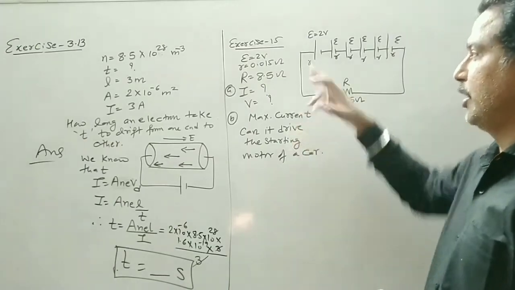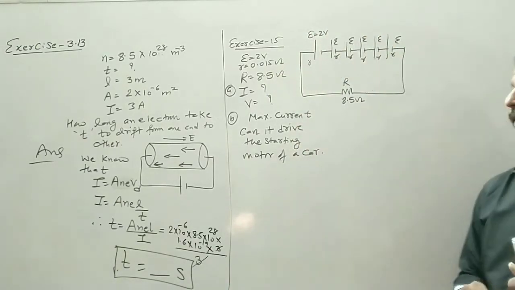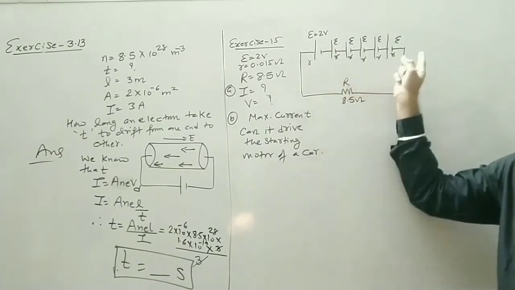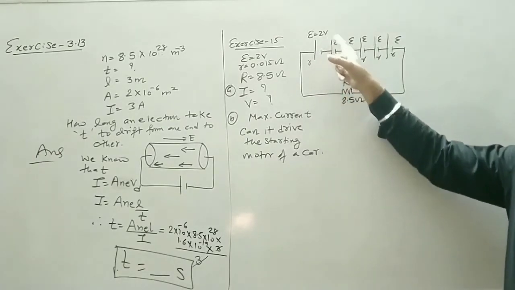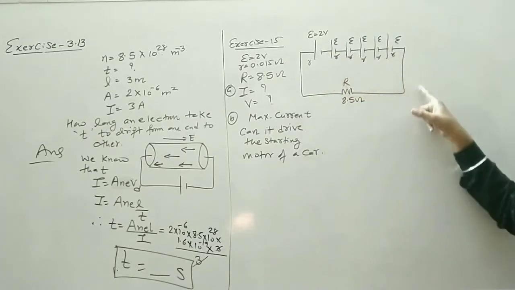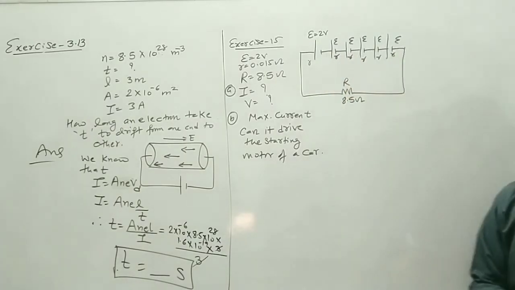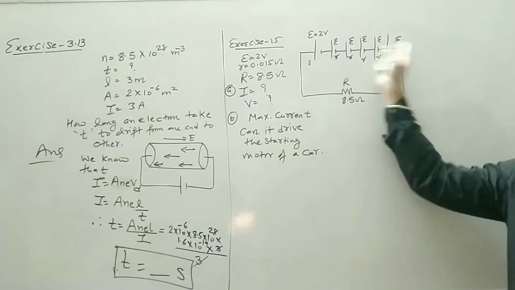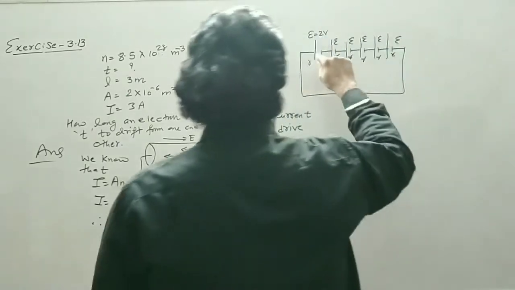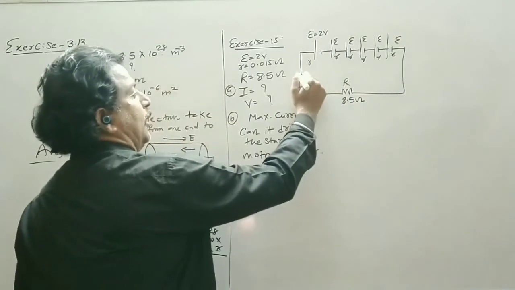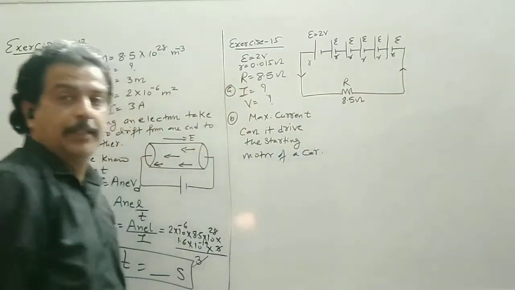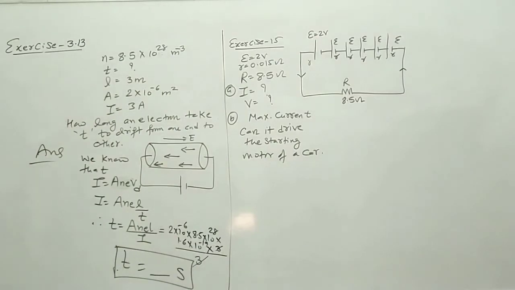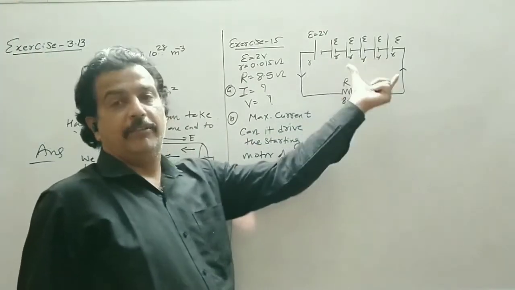Now the next question is question number 15 of the exercise. Here 6 cells are connected. Each cell has an internal resistance small r and is connected with an external resistance capital R. The value of capital R is 8.5 ohms. Now clearly all these 6 cells are in helping condition, that is plus minus plus minus plus. So the current is being drawn from the circuit, and since the cells are in a helping condition, we can add the total EMF of the circuit.